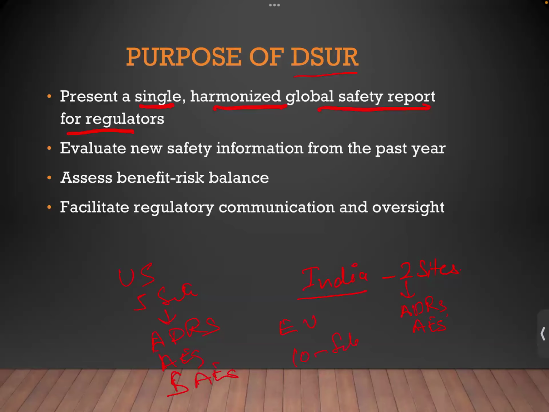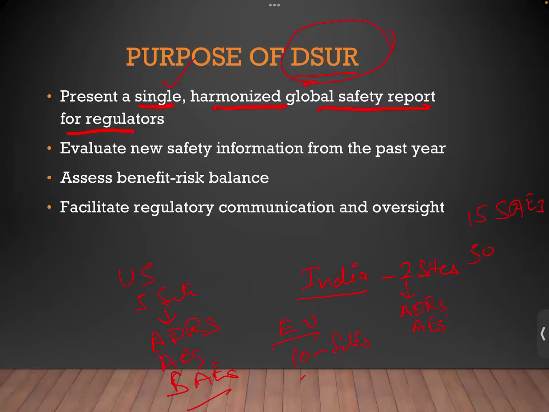Now they need a single report. For that, they prepare DSUR. Suppose an SAE happens, whenever it happens they have to report it, so they are reporting globally. But now, can they make an annual report? In the annual report from everywhere, suppose they have seen 15 SAEs. It will give you a comprehensive idea. Suppose 50 ADRs happened.